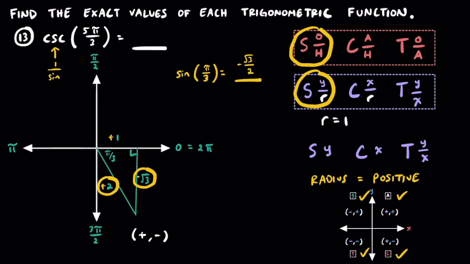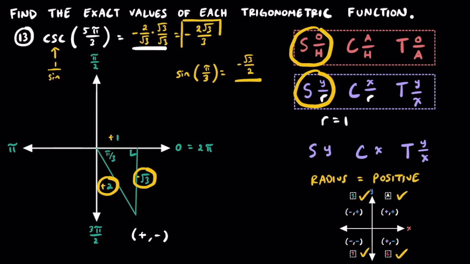Again, that's for sine. So for cosecant, we're going to have to find the reciprocal of that, and that's going to be negative 2 over root 3. And unfortunately, now we have to rationalize. I don't know if it's unfortunate, but it's just more work. So it's going to be negative 2 root 3 over 3.